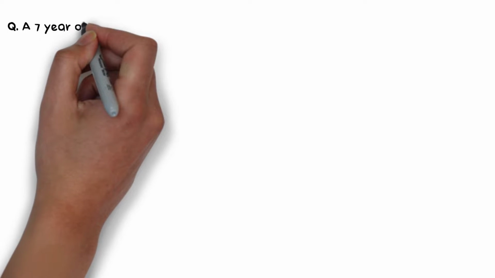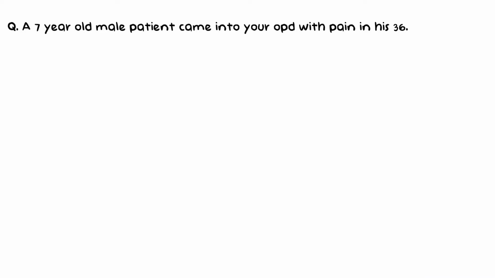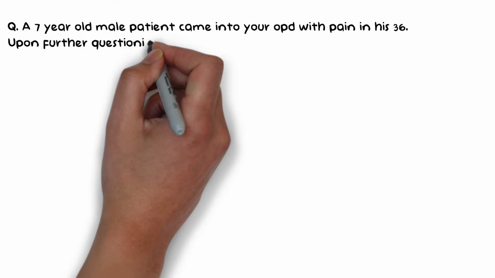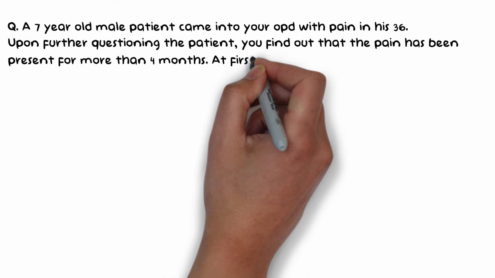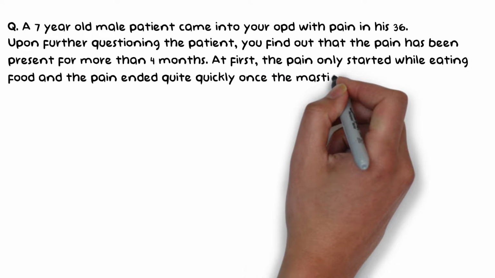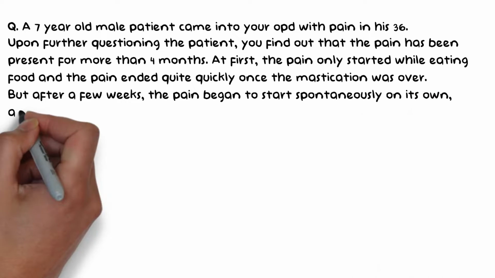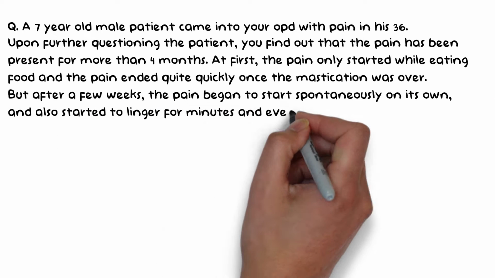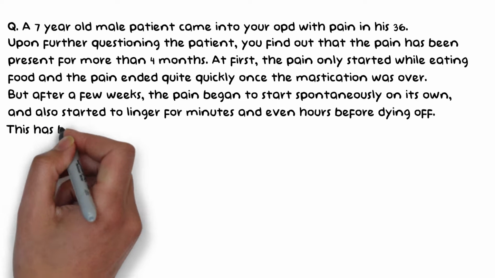A 7-year-old male patient came into your OPD with pain in his 3/6. 3/6 meaning that it is the lower left molar in the FDI system. Upon further questioning the patient, you find out that the pain has been present for about 4 months. At first, the pain only started while eating food and the pain ended quickly once the mastication was over. But after a few weeks, the pain began to start spontaneously on its own and also started to linger for minutes and even hours before dying off. This has been going on for about 4 months.